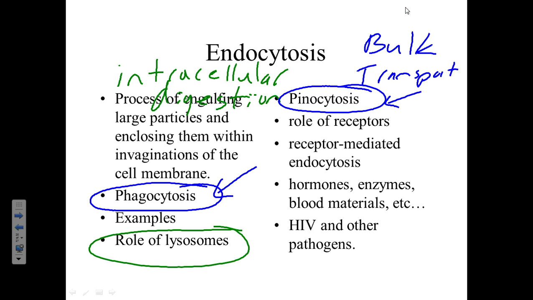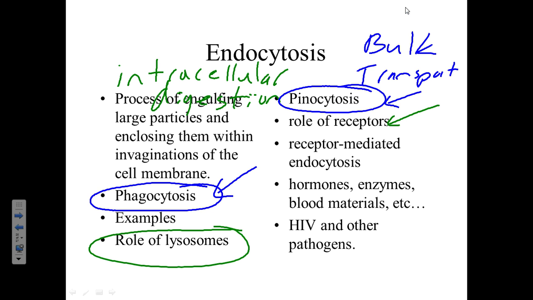Sometimes those little protein receptors on the cell are involved in this process. We're not going to get too deep into this right now, though. So again, in phagocytosis, cells are engulfing solid objects, and then usually they take them in and use the lysosomes to break them down, intracellularly digest them.